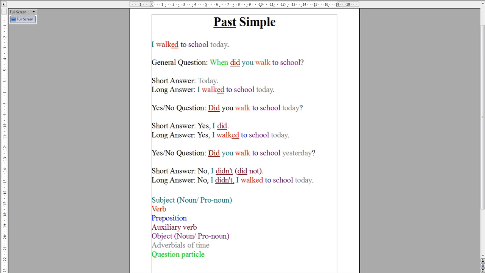The yes-no question in the negative, of course, will be identical, except in this case we have changed today to yesterday, so that our question is incorrect. It doesn't match the statement we had originally, because today has been replaced with yesterday. The short answer is no, I didn't. The long answer is no, I didn't, I walked to school today. So you tell them, no, that didn't happen. What did happen was this.